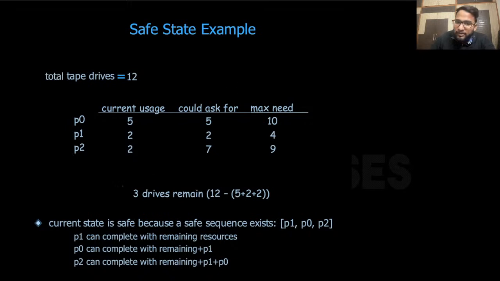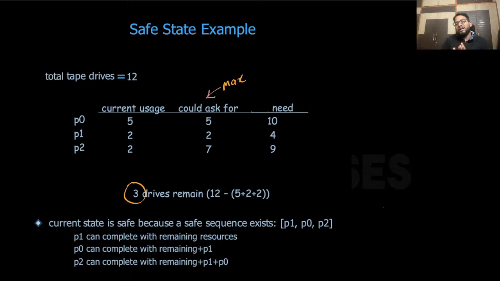What I can do, I have 3 available. So this is called need or maximum need, and this is the maximum they can ask in future, the maximum requirement you can say, right? So if they ask for 5, currently I have 3 available. If P0 asks for 5, I may not be able to give it. But if P1 asks for 2, I can give it, and then I will have 5. Then I can give it to P0, and I can give it to P2. Is this okay to everyone?